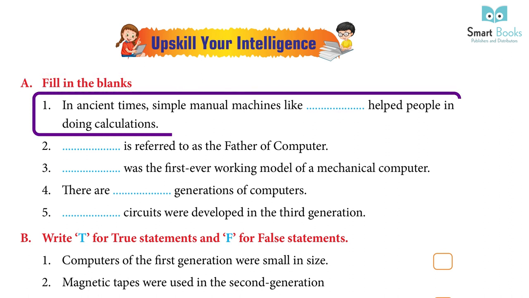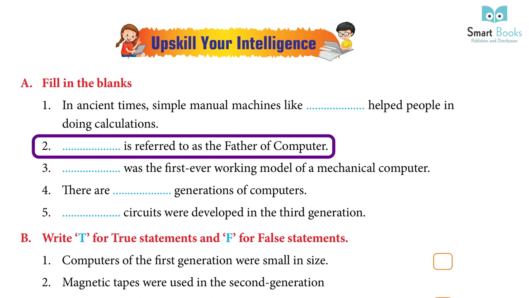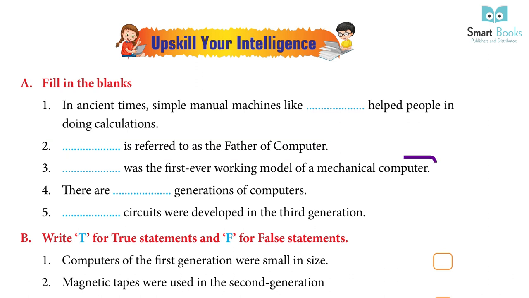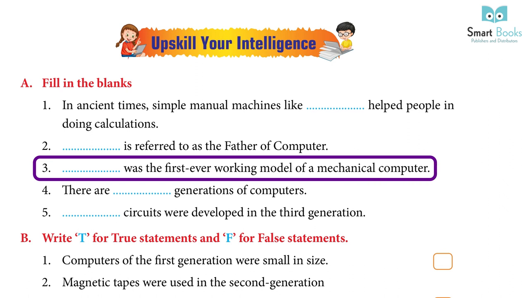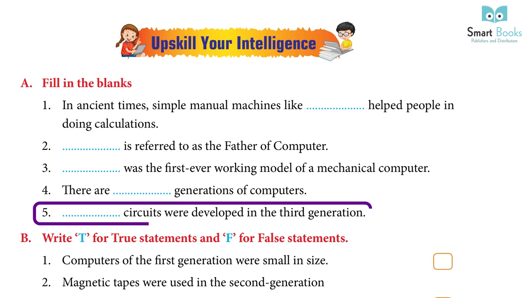1. In ancient times, simple manual machines like dash helped people in doing calculations. Answer: abacus. 2. Dash is referred to as the father of computer. Answer: Charles Babbage. 3. Dash was the first ever working model of a mechanical computer. Answer: analytical engine. 4. There are dash generations of computers. Answer: 5. 5. Dash circuits were developed in the third generation.